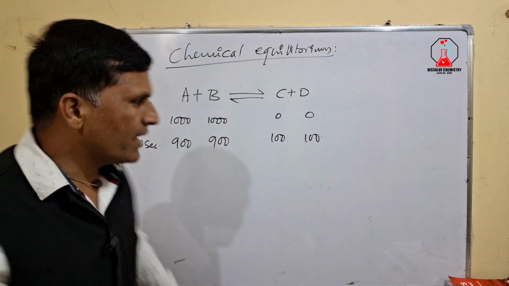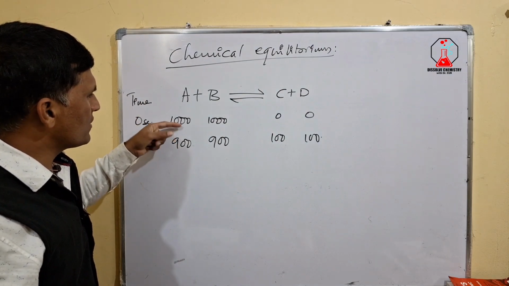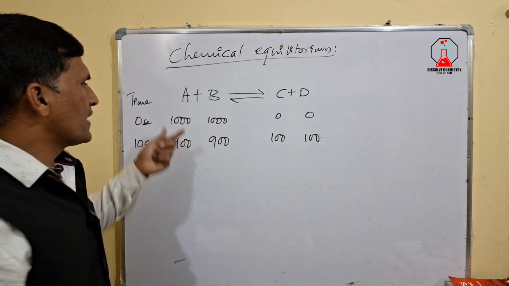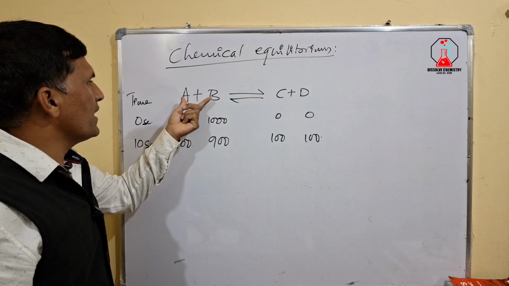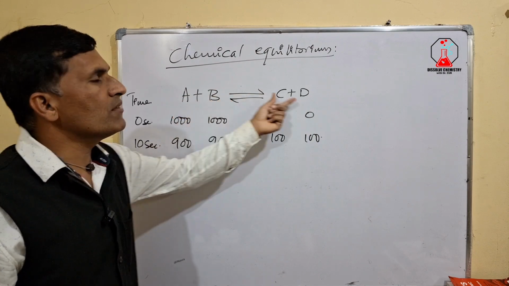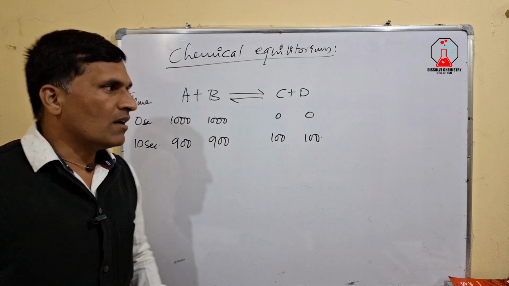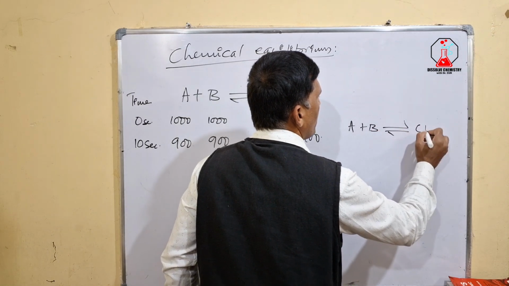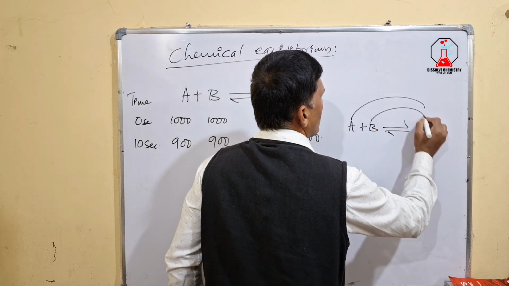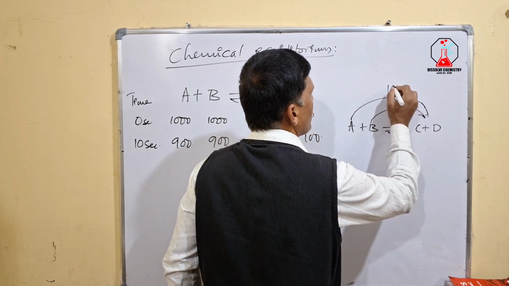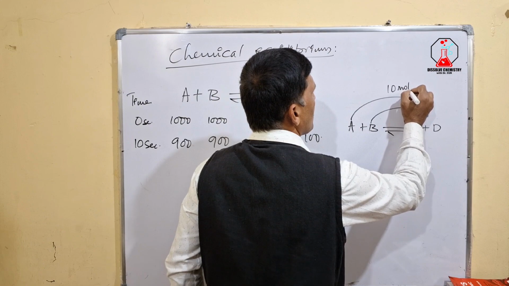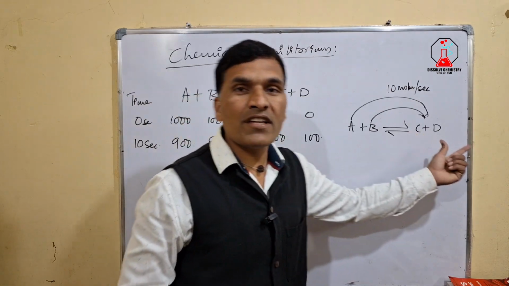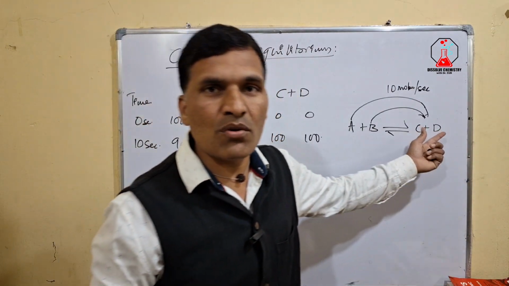What does it imply? In 10 seconds, A has gone from 1000 to 900. Therefore, per second, 10 molecules of A and B have combined to give C plus D. So A plus B are combining at a rate of 10 molecules per second. Initially we don't have C plus D, so there are 0 initially.